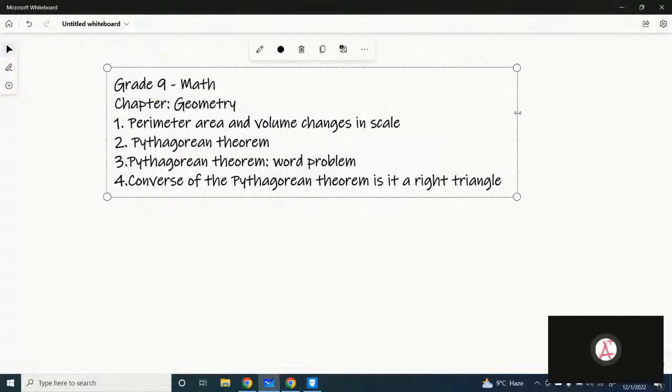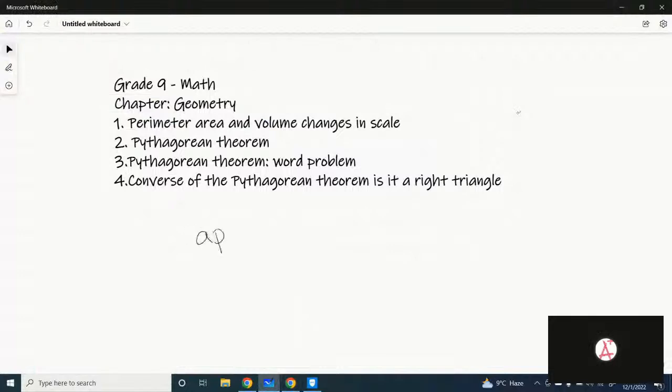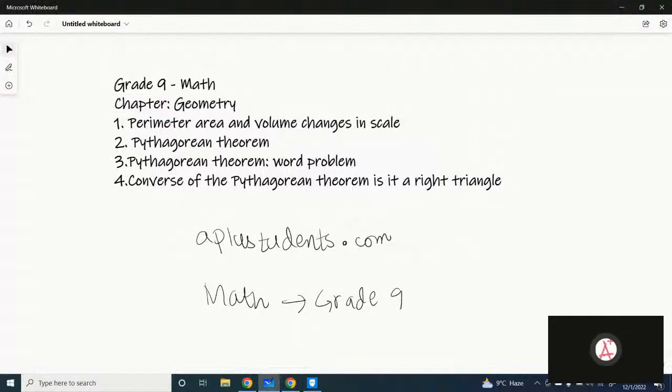So we're going to start with grade 9 maths. You can find all the lessons on aplusstudents.com. You have to log in there using your email address and password as provided by the administrator. Then you have to select math from the subject tab. Scroll down to grade 9 maths. Click on view all lessons and find the chapter geometry.